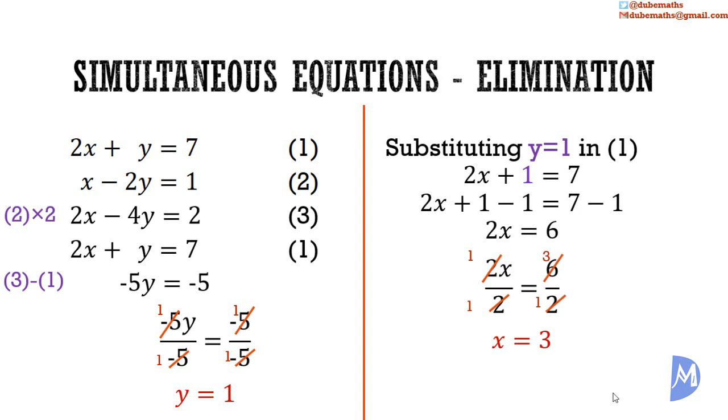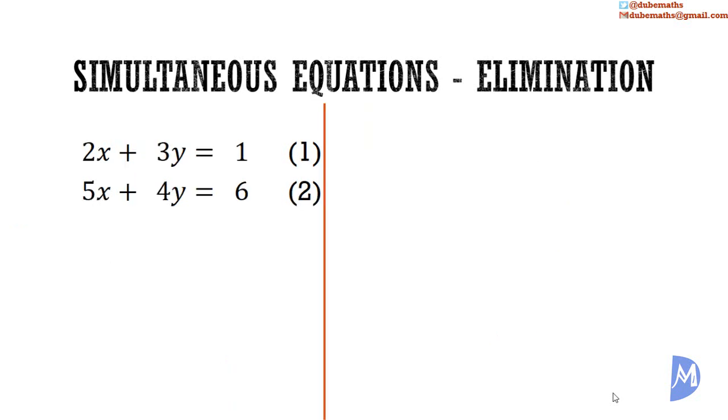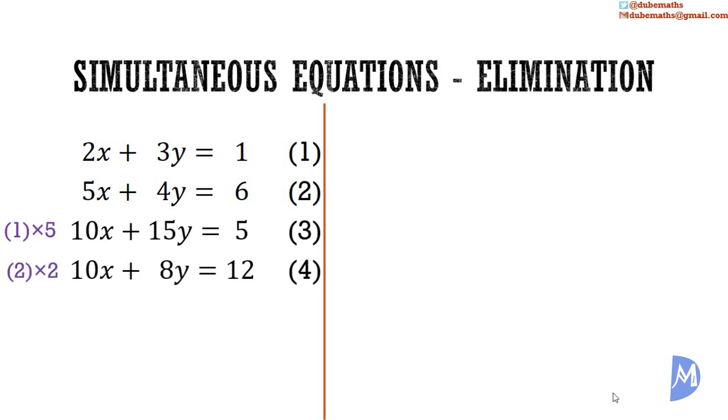In this example, it was fairly easy to recognize that the second equation should be multiplied by 2. But what about this equation? 2x plus 3y is equal to 1 and 5x plus 4y is equal to 6. How do we make the coefficients the same? We use the LCM. The LCM of 2 and 5, the coefficients of x, is 10. So we can multiply in a way to get the coefficient of x in each equation to 10. Thus, we can multiply equation 1 by 5 to get 10x plus 15y is equal to 5. And we can multiply equation 2 by 2 to get 10x plus 8y is equal to 12. Now we can subtract equation 4 from equation 3 to eliminate x.